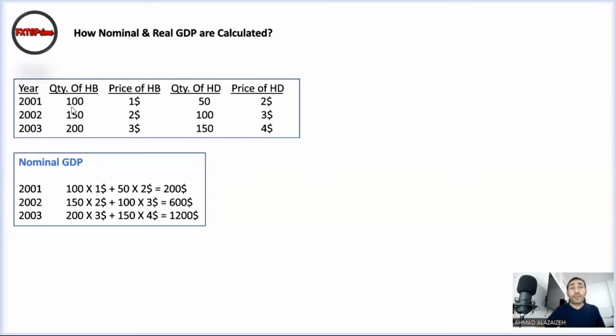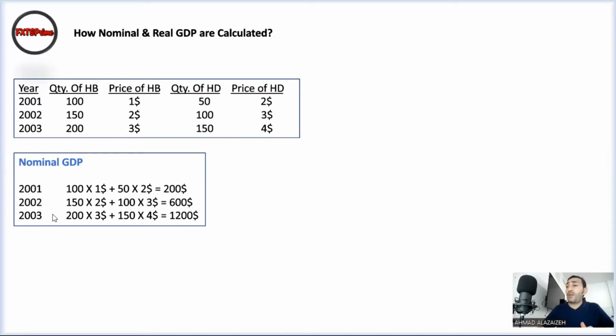So that is 100 hamburger in 2001. The price in 2001 for each hamburger was $1. So 100 multiplied by $1 plus 50 hot dog in 2001 multiplied by the price of $2 for each hot dog. So this will equal 200 GDP. So we have $200 of GDP.